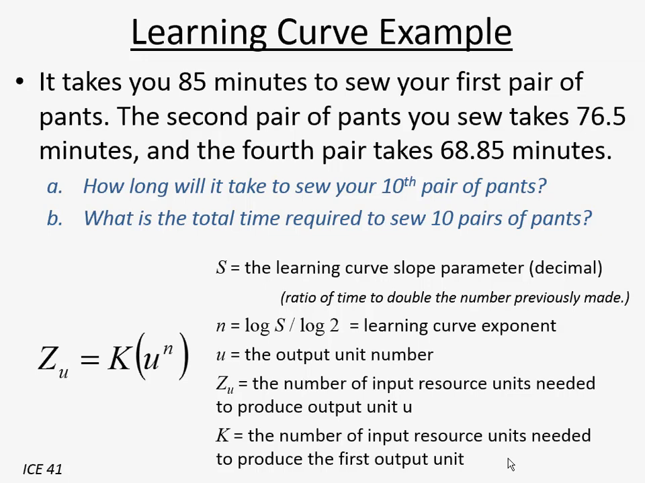Okay, so we know S, and we've checked it on all of the data we've got. Let's calculate N. It's going to be the log of S divided by the log of 2. Log of 0.90 divided by the log of 2. Okay, that's negative 0.1520.